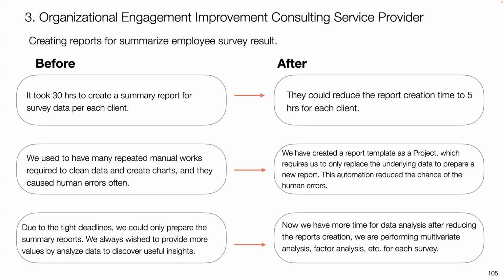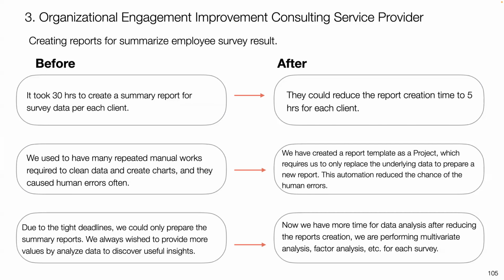The last example is a consulting service provider, specialized in organizational engagement, employee engagement improvement. They had to spend 30 hours to create a report for each client, each survey project. But now they spend about 5 hours for each client. Again, a big reduction in creating the reports. This is not a repeating report. They had to create a new set of reports for new clients or new projects. But you spend 30 hours. Now they have to spend only 5 hours.